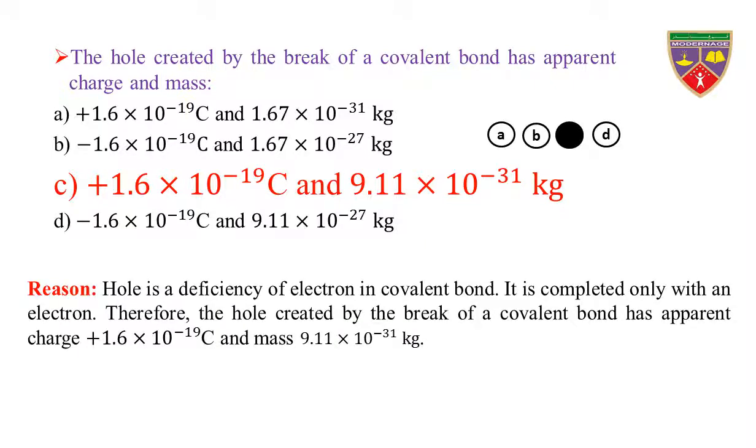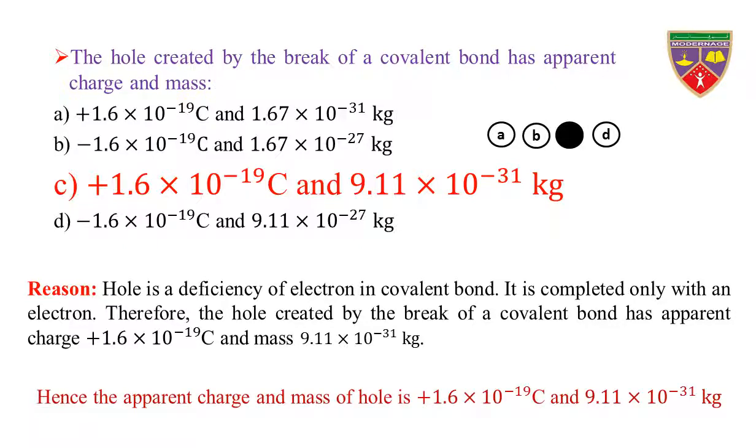Reason. Hole is the deficiency of electron in covalent bond. It is completed only with an electron. Therefore, the hole created by the break of a covalent bond has apparent charge plus 1.6 into 10 power minus 19 coulomb and mass 9.11 into 10 power minus 31 kg. Hence, the apparent charge and mass of hole is plus 1.6 into 10 power minus 19 coulomb and 9.11 into 10 power minus 31 kilogram.